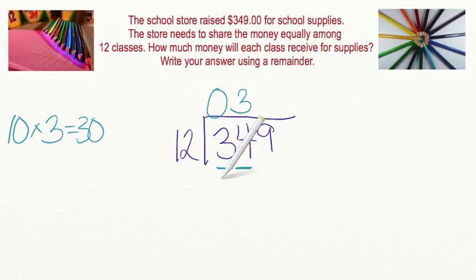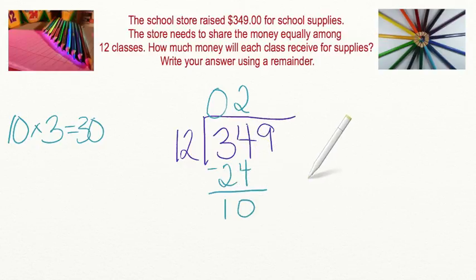12 times 3 equals 36. Uh-oh, 36 is greater than 34. That means we need to change our 3 to a 2. So let's place our 2 as our first digit of our quotient, and let's try this again. 12 times 2 equals 24. And that's perfect because if we subtract 24 from 34, we get a remainder of 10. But we're not finished yet because we still have one more place value to bring down.